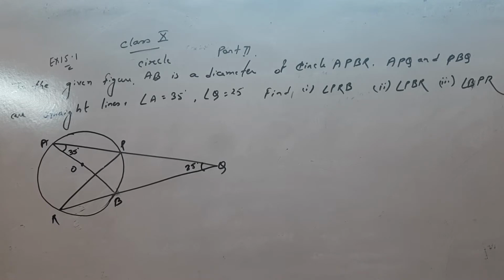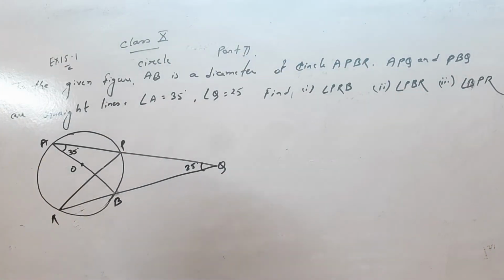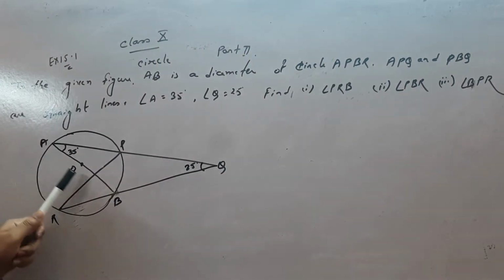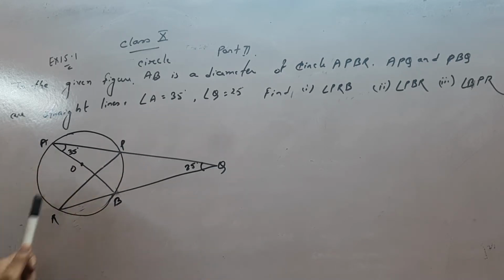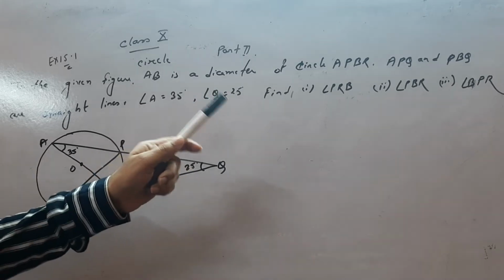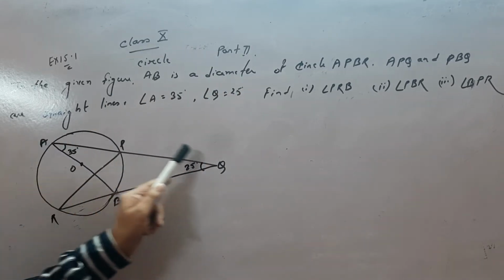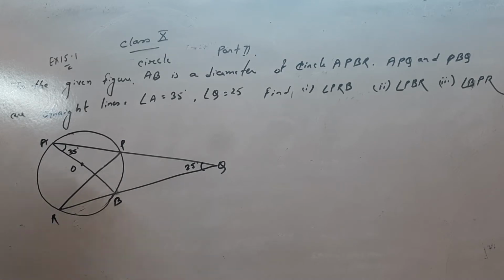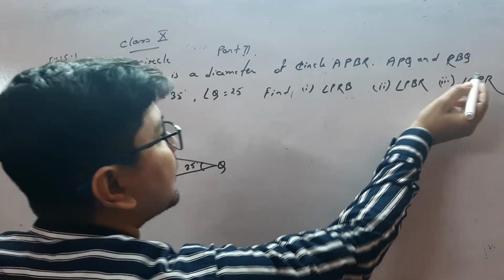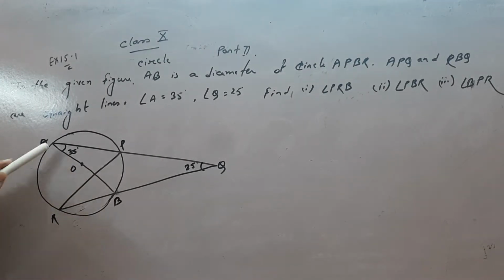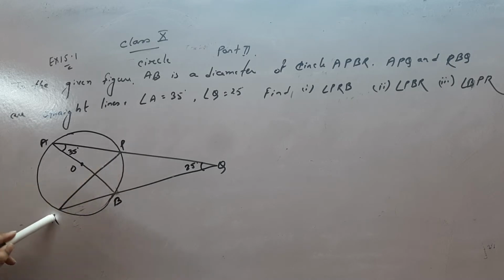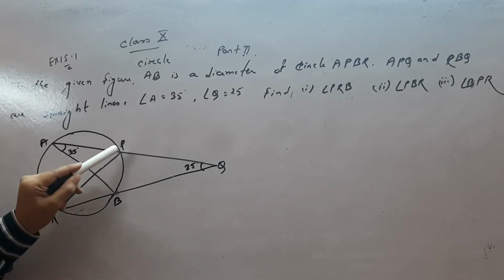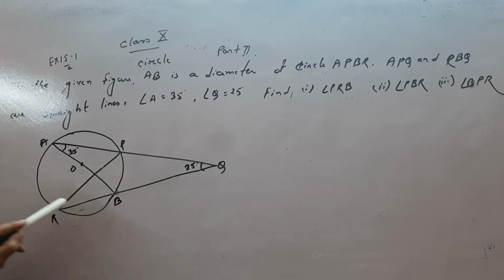Okay, it's time for question number 7. See, in question number 7, in this given figure, AB is the diameter of the circle ABPR, and APQ and RBQ are straight lines. Angle A equals 35, angle Q equals 25. Find angle PRB, angle PBR and angle BPR. That means these three angles are to be found.